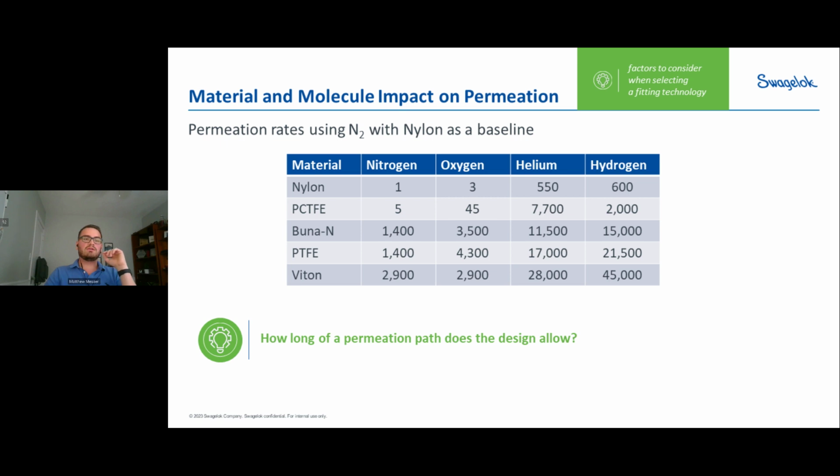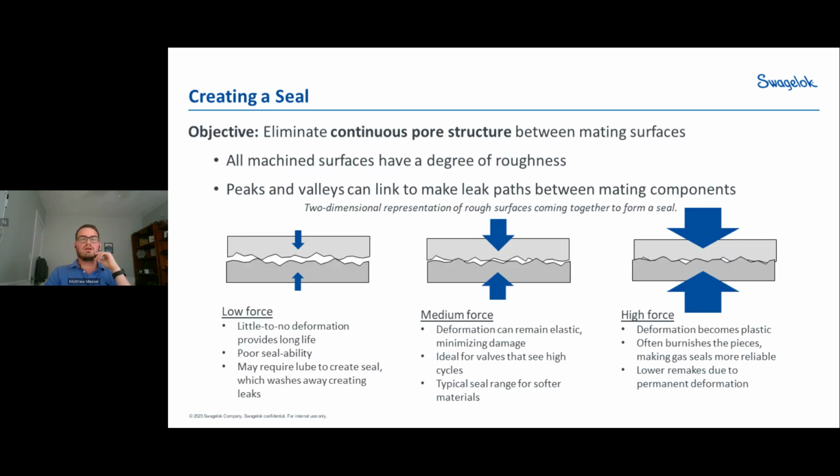So on the next slide, instead of just permeation, we're going to talk about creating a seal. Before, we talked about the continuous pore structure that happens between mating surfaces. What we really want to do is eliminate that, because machined surfaces all have a degree of roughness. Within that roughness, those peaks and valleys can mate up to create leak paths. That can be a big problem when you're trying to create a seal and not allow media to go through those paths.